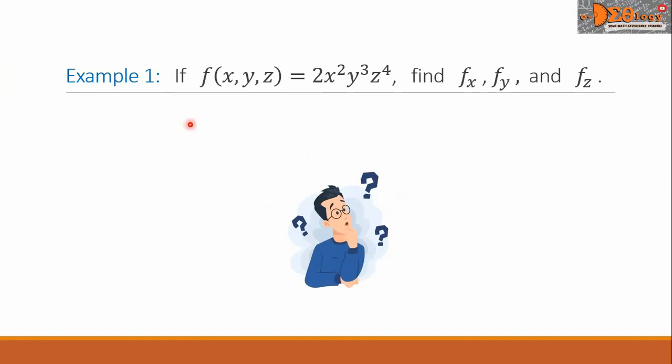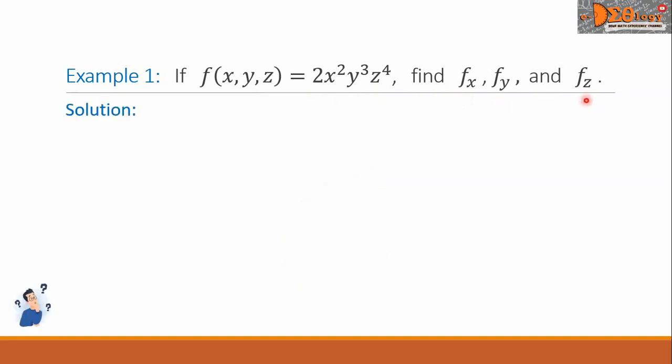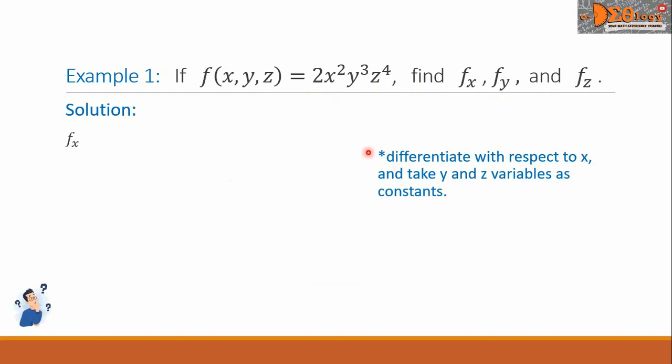Let's see this example 1. If the function f of x, y, z equals 2x squared y cubed z raised to 4, find f sub x, f sub y, and f sub z. Let's begin with the f sub x. This is the partial derivative of f with respect to x. So we're going to take the derivative of this function with respect to x, meaning we will take the y and z variables as constants.